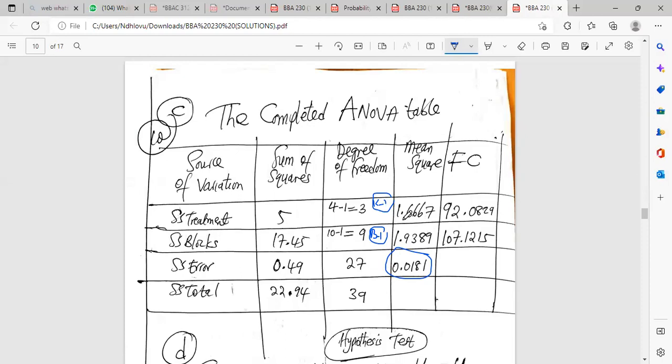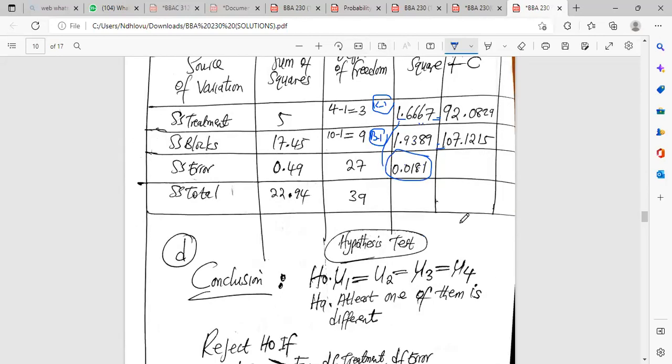So we are dividing this one by the mean square error to get the F calculated for that one. Then 1.9389 divided by 0.0181, you're getting 107.125. So we are dividing this by this mean square error. This one divided by the mean square error, we are getting this amount. Then this one divided by the mean square error, we are getting that amount. All right. So this is about how we are doing this.